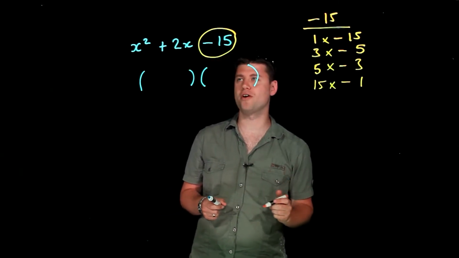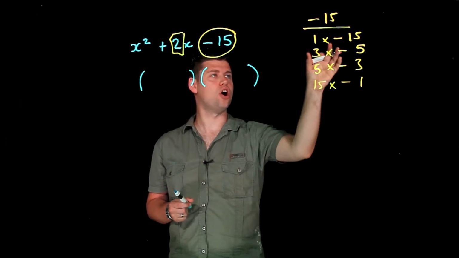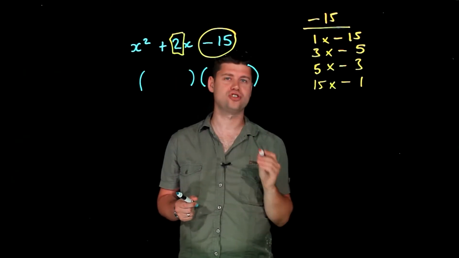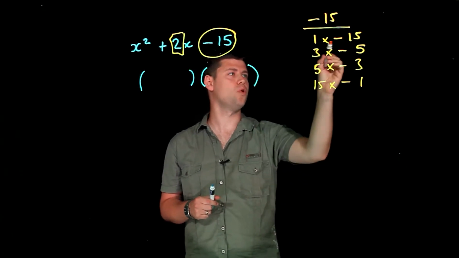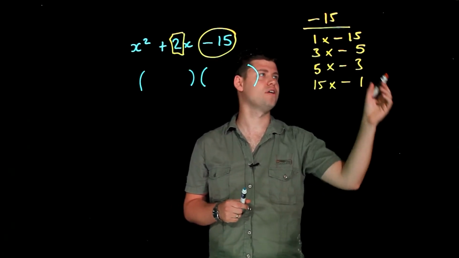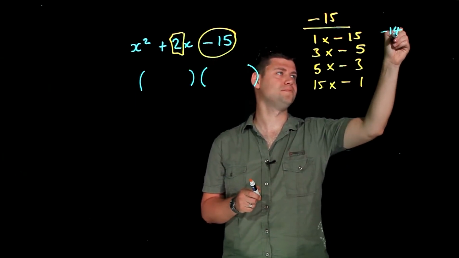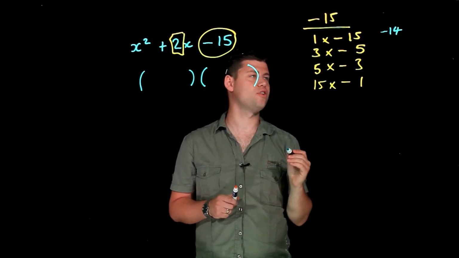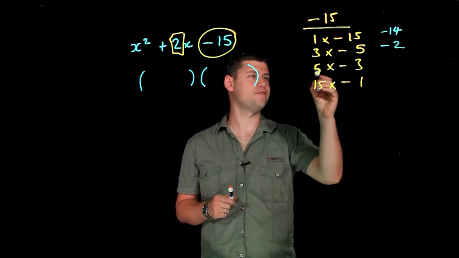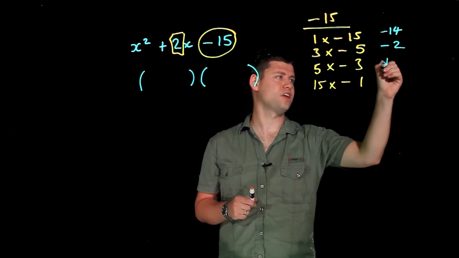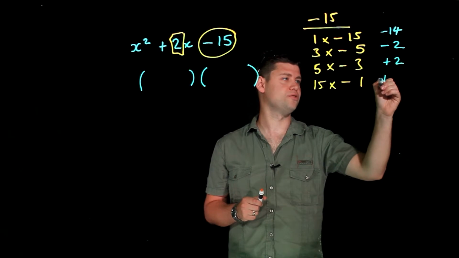But the other condition we've got to bear in mind is this one here, which is that whatever the numbers are, they've got to add up to give us 2. Now, if you look at the options we've got available to us, if we add 1 and minus 15 together, that's going to give us minus 14. If we add 3 and minus 5 together, that's going to give us minus 2. If I add 5 and minus 3 together, that's going to give me positive 2, and 15 and minus 1 is going to give me positive 14.